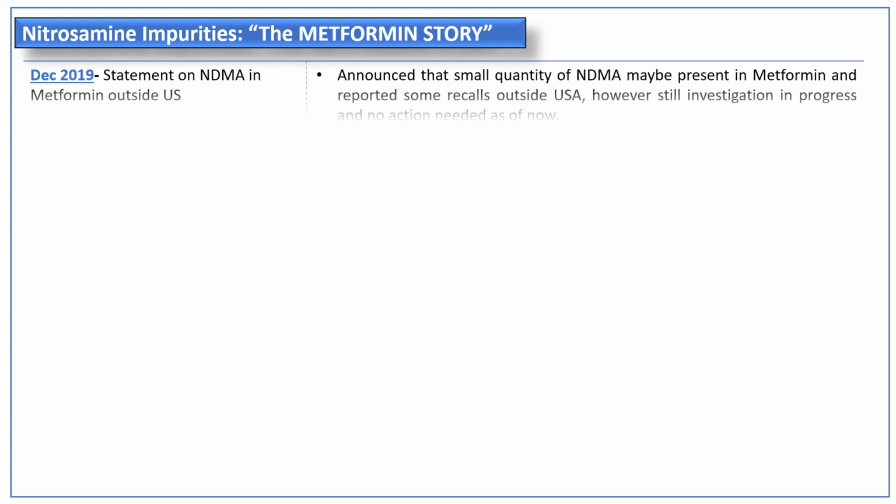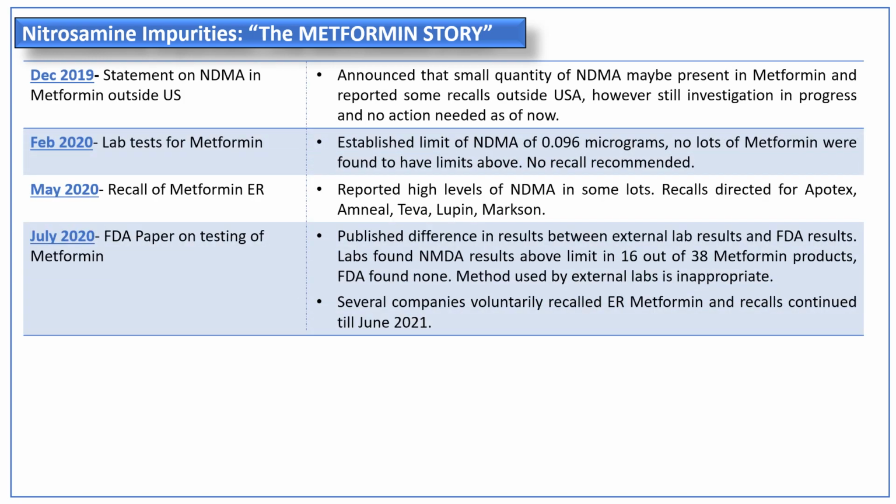The metformin timeline: in December 2019, a statement was issued that there are recalls outside the US for NDMA impurity in metformin. However, the FDA is still investigating and there are no recalls as of now in the US. In February 2020, the lab tests of metformin established a limit of 0.096 microgram for NDMA. No lot of metformin was found to have levels above this and no recalls were recommended. Then there was a recall of metformin ER, reporting high levels of NDMA, in May 2020. So they were recalled by some firms like Apotex, Amneal, Teva, etc.